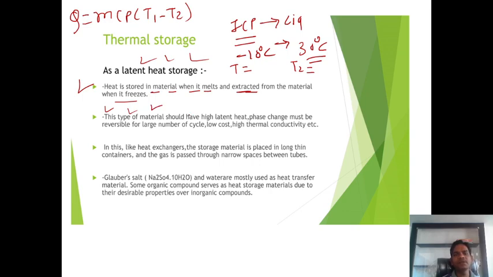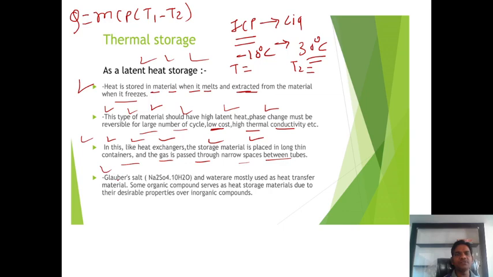This type of material should have a high latent heat. Phase change must be reversible for a large number of cycles, low cost, high thermal conductivity. So these are the various properties of latent heat storage. Another is, like a heat exchanger, the storage material is placed in long thin containers and gas is passed through the narrow space between the tubes, guys.